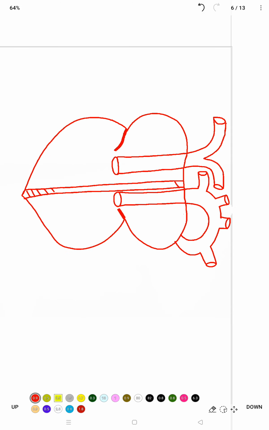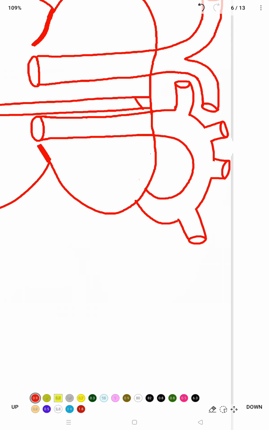Now, if we see about the veins, then we can see here, this is the left atrium. Here a total of four pulmonary veins are present. Two pulmonary veins are present, these and these, at one side, and another pair of pulmonary veins are present at the other side, which are drawn here.